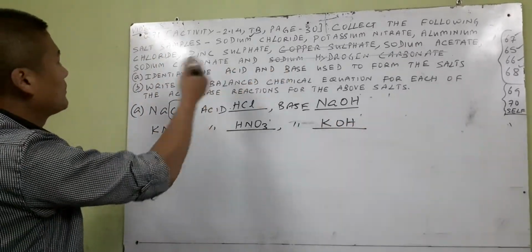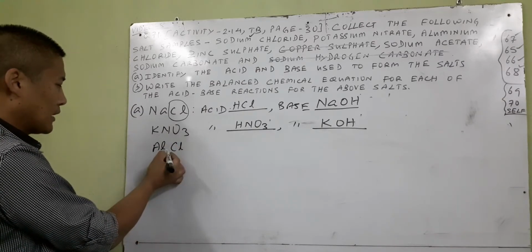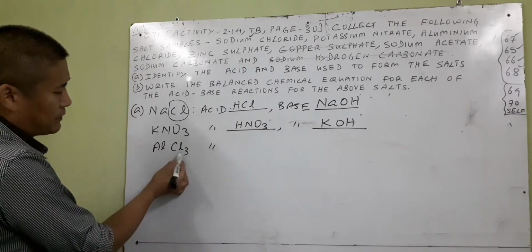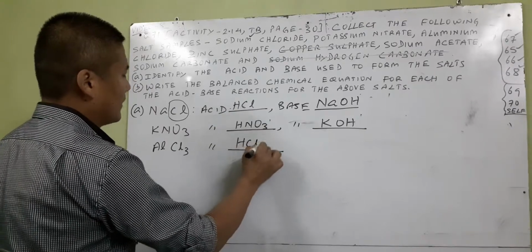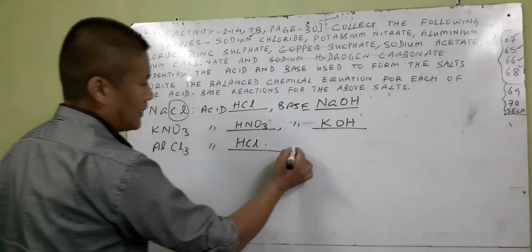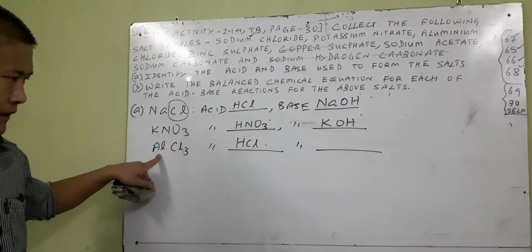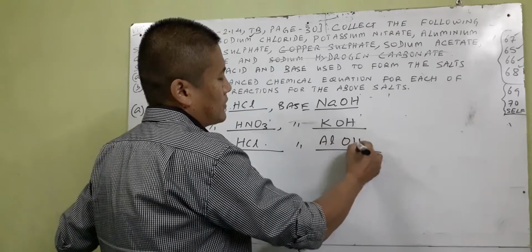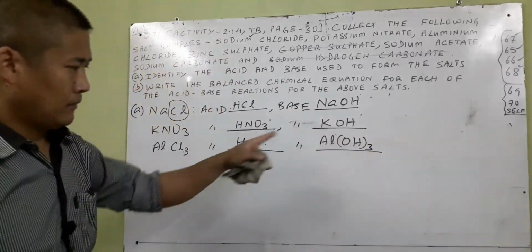Then next, aluminum chloride, so Al3 plus, Cl1 minus, so the 1 need not be shown, and the 3 will go to the back. The acid will come from the negative part, Cl. The only acid having that is HCl. And the base is coming from the positive part. The base having the positive radical Al3 plus is aluminum hydroxide. So this 3 valency will go at the back of OH after the bracket.